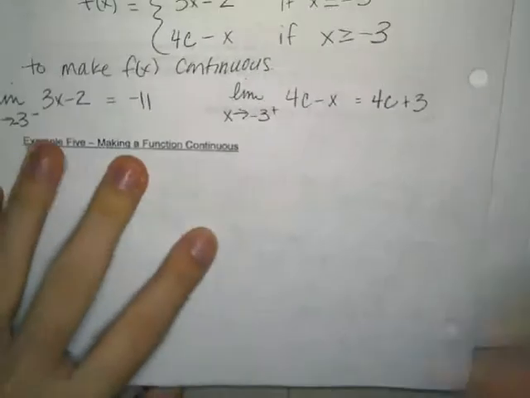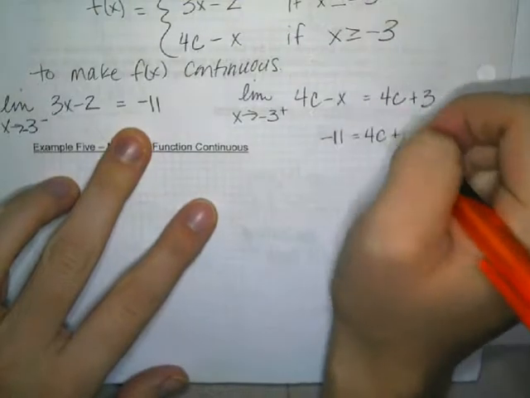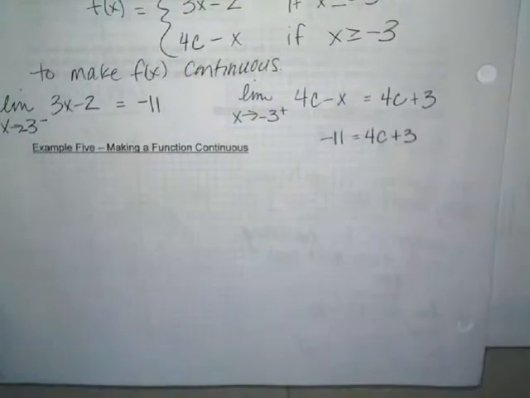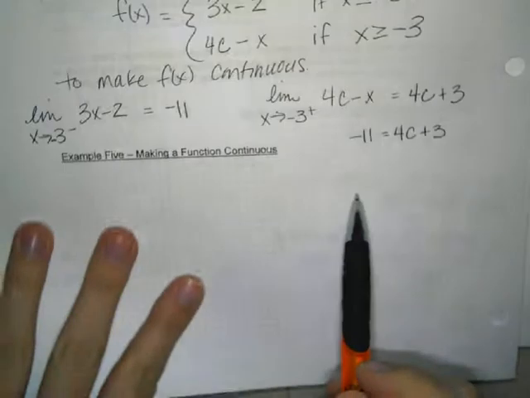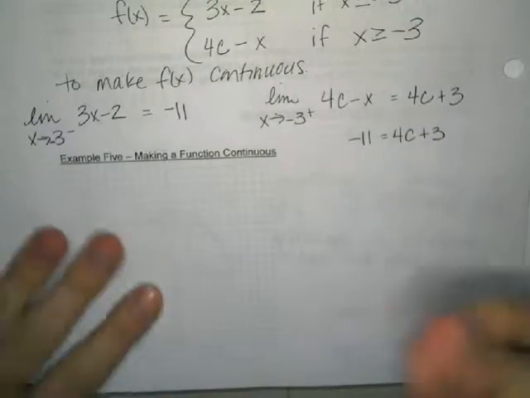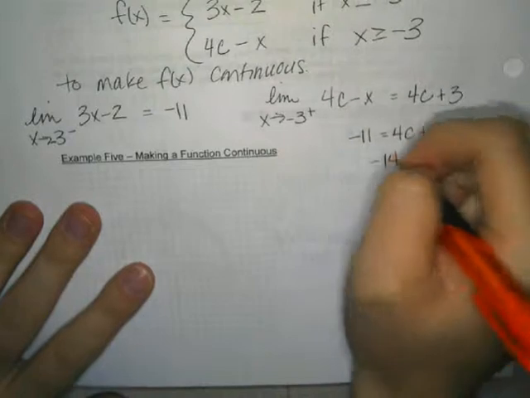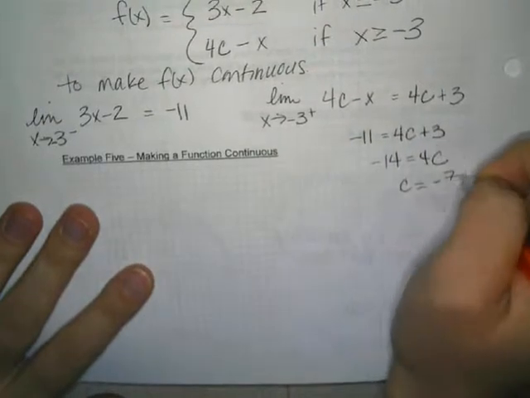So you take negative 11, set it equal to 4c plus 3. Because remember, our goal was to find the value of c that makes this graph unbroken, makes it continuous. Is it easy to solve for c here? Sure. We subtract 3 from both sides to get negative 14, and then divide by 4, and you get c equals negative 7/2.